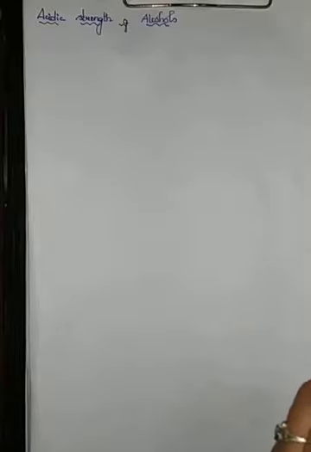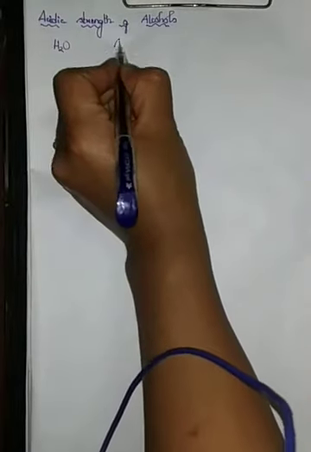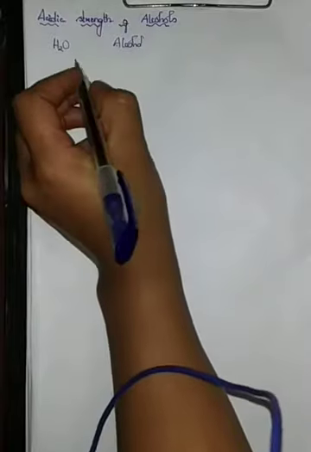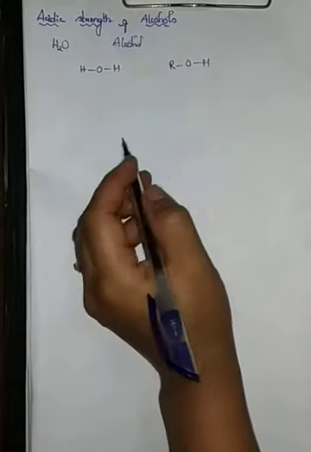Hello everyone, today in this video I'll be explaining the acidic character of alcohols. Now firstly, acidic strength means the ability of a molecule to release hydrogen as a proton, that is H+. When we compare the structure of water, H2O, and alcohol, ROH, we will notice that they are similar.